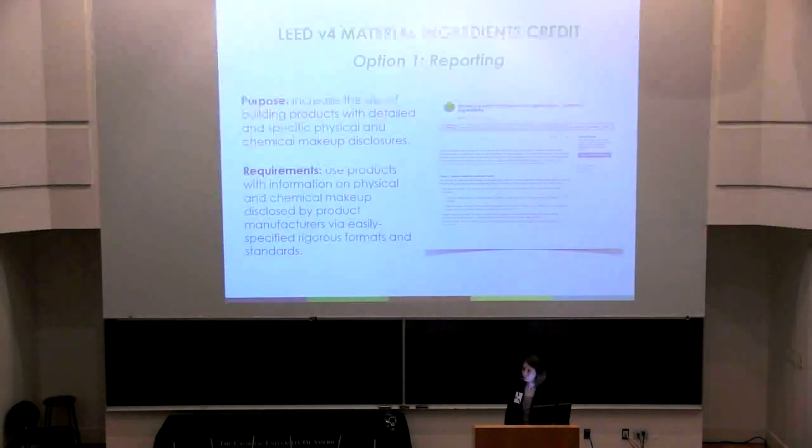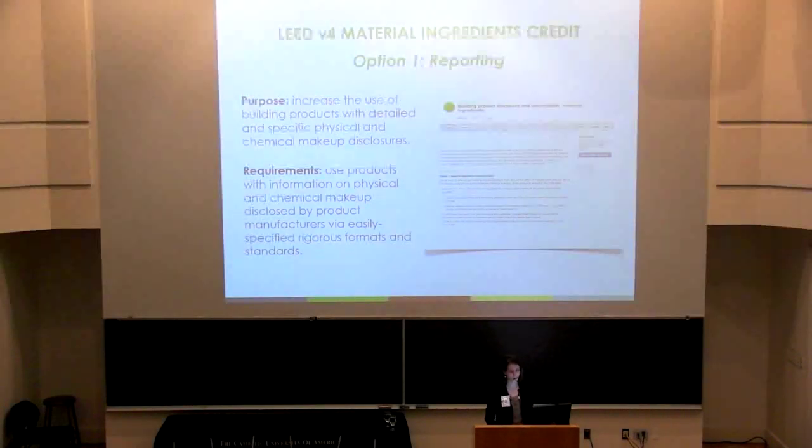We have a couple of aspects to our materials ingredient credits. The first one is a credit for reporting. This is basically saying that we would like architects to be specifying a certain number of products that at least have disclosed what's in their product, a list of ingredients. It's not saying they're good ingredients or bad ingredients, just that we know what's there.